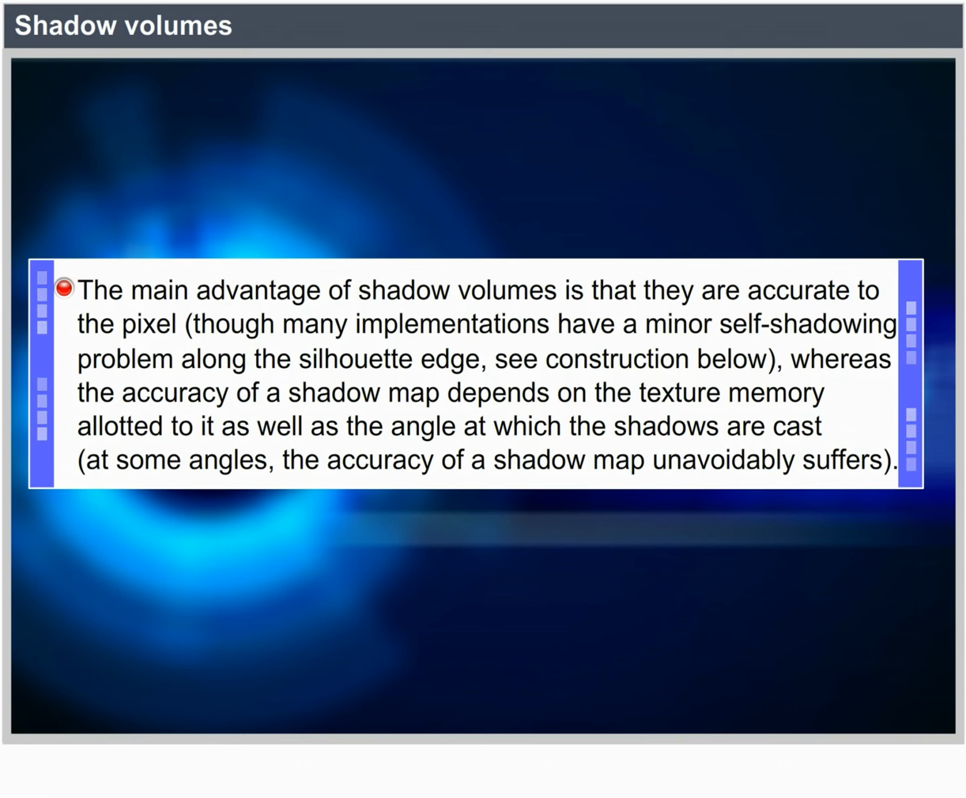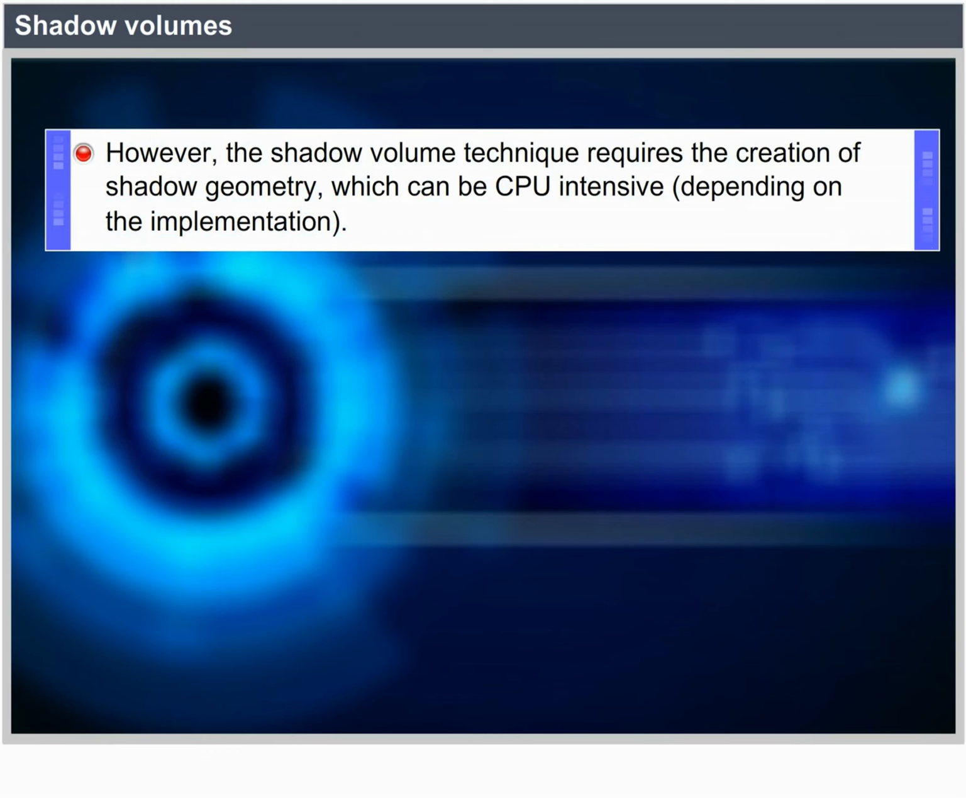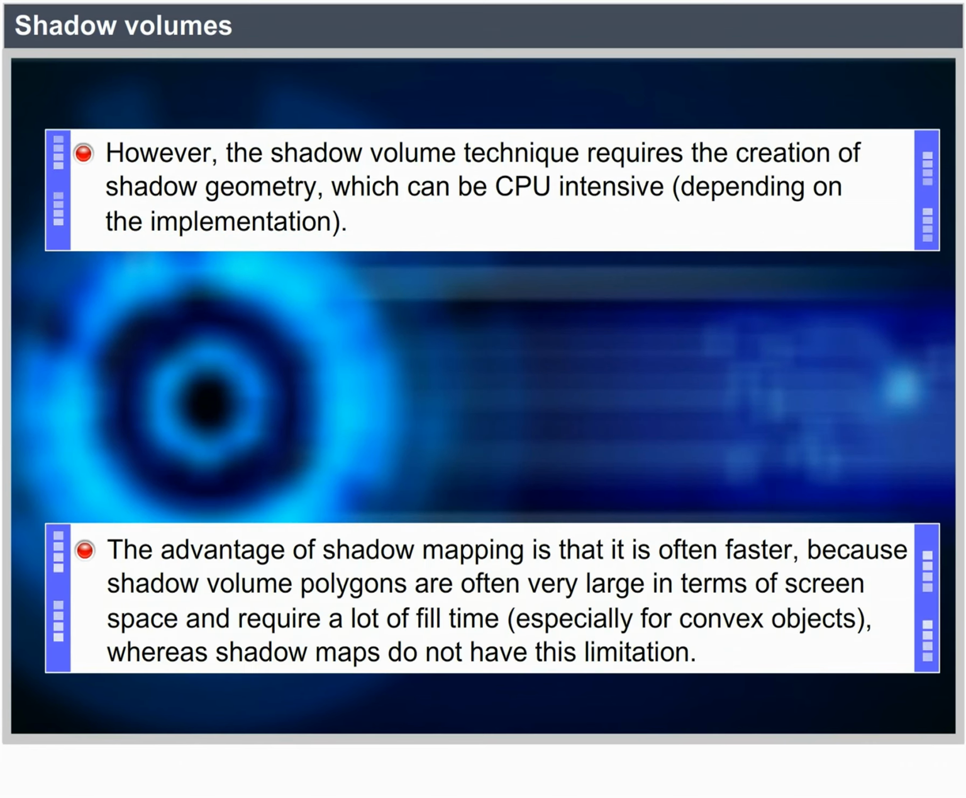However, the shadow volume technique requires the creation of shadow geometry, which can be CPU intensive depending on the implementation. The advantage of shadow mapping is that it is often faster because shadow volume polygons are often very large in terms of screen space and require a lot of fill time, especially for convex objects, whereas shadow maps do not have this limitation. Simple volumes.